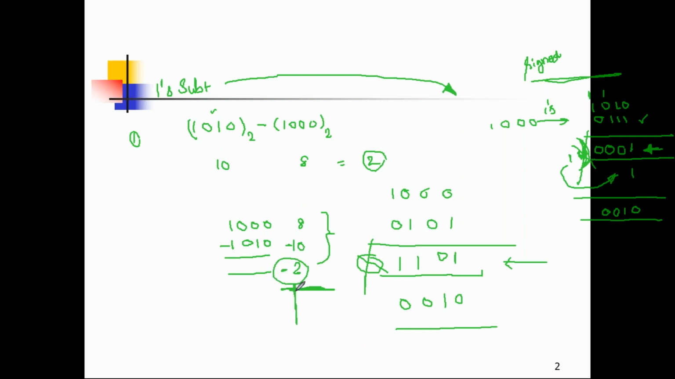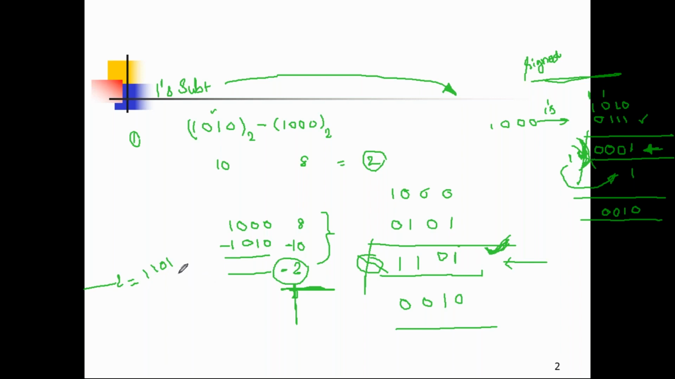Therefore, what is the answer for this? This is the actual answer. But is it correct or not, to be verified by us? How? Just by taking the complement of the obtained result, that gives the actual result, and that is the correct answer. So in short, this is the negative value of 2. Minus 2 means 1 1 0 1 1 1 0 1.